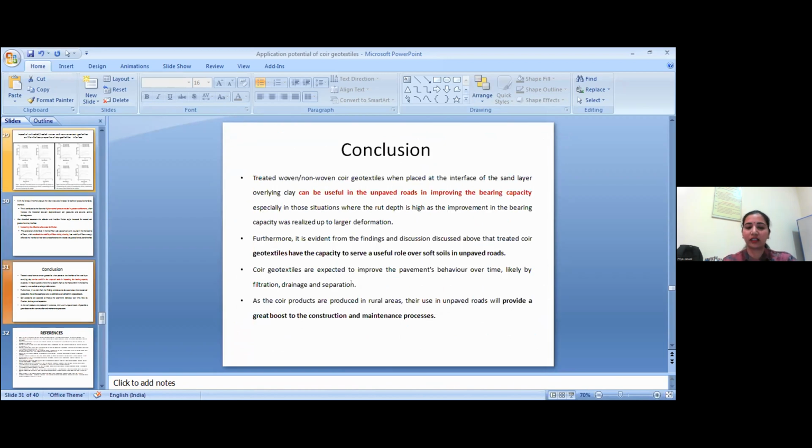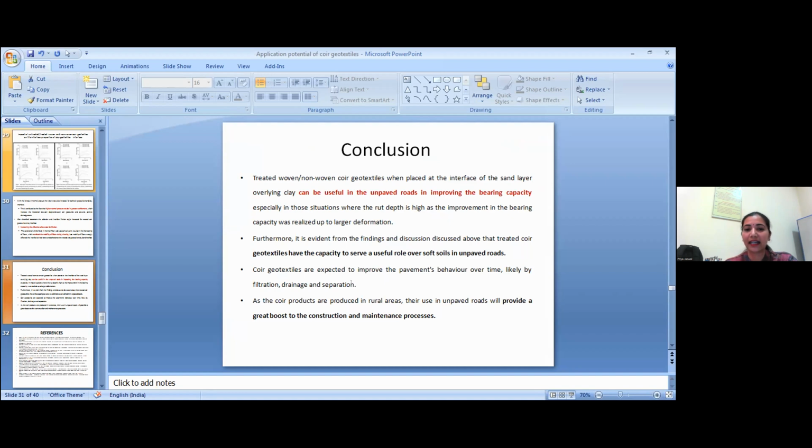So the conclusion is, treated woven and non-woven coir geotextile, when placed at the interface of sand overlying clay structure, can be useful in unpaved road in improving the bearing capacity, especially in those situations where the rut depth is very high, as the improvement in bearing capacity was realized up to a large deformation. Further, it is evident from the findings and discussion above that the treated coir geotextile has the capacity to serve a useful role over the soft soil in unpaved road.